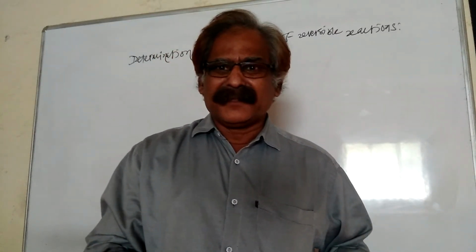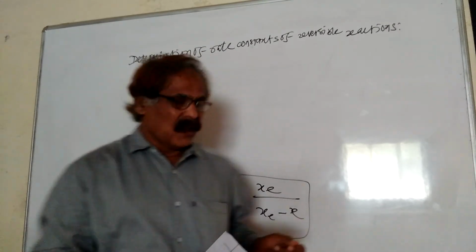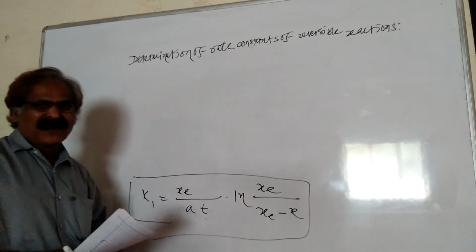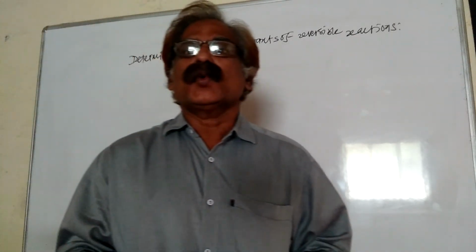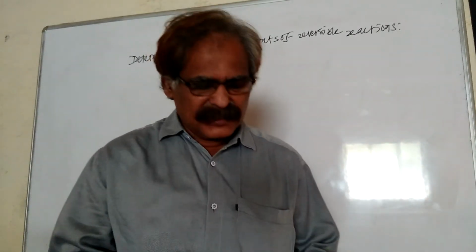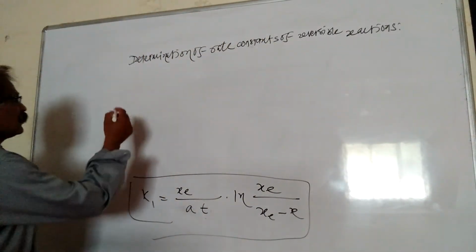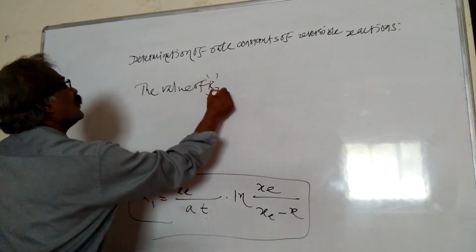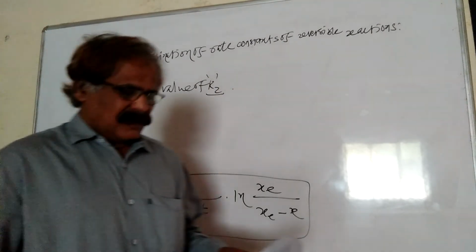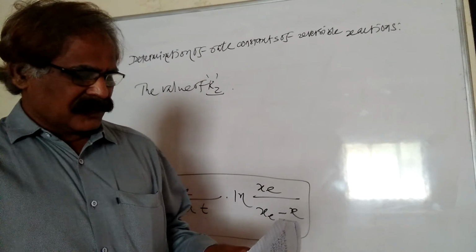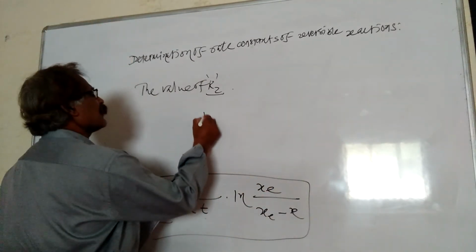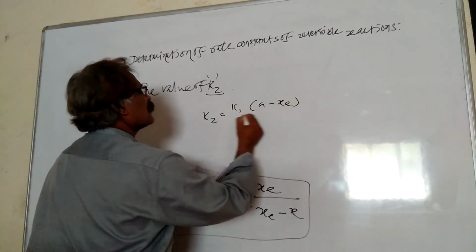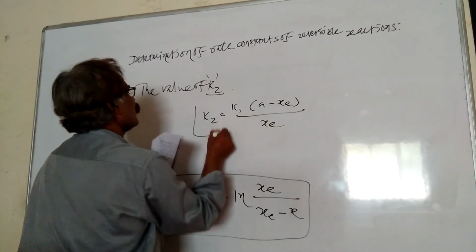Now in this way we have seen how we can derive an expression for the rate constant of a forward reaction, that is k1. So let us see how we can determine k2, the rate constant of the reverse reaction. The value of k2 can be calculated from equation number 5. And what is equation number 5? k2 is equal to k1 into a minus xe upon xe.